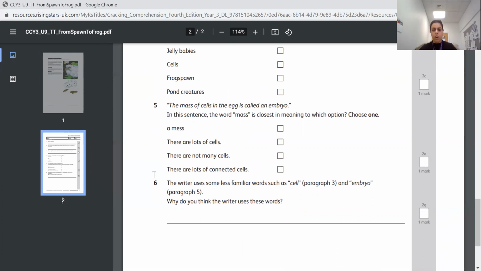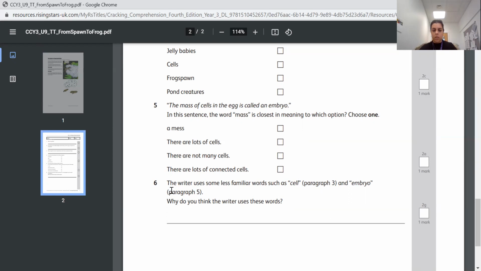Okay, if you wrote, or ticked the box of, there are lots of connected cells, well done. Now it's tricky because there are lots of cells and a mass of them is when there is a group of them though. That means they are all together, they're connected. So this one is the correct answer. You are very close if you wrote this one because there are lots of cells together, but this is the answer. This will get you the mark.